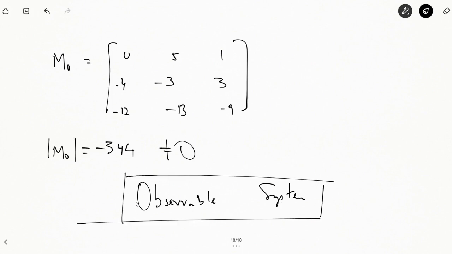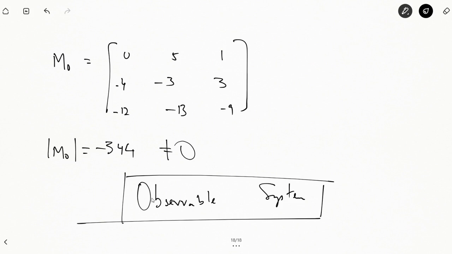Fine. So this is how you determine whether a system is or is not controllable or observable, by finding out the controllability matrix and the observability matrix. The controllability matrix is given by B, AB, A squared B. The observability matrix is given by C, CA, CA squared. One is a column matrix and the other is a row matrix. You need to keep that in mind.